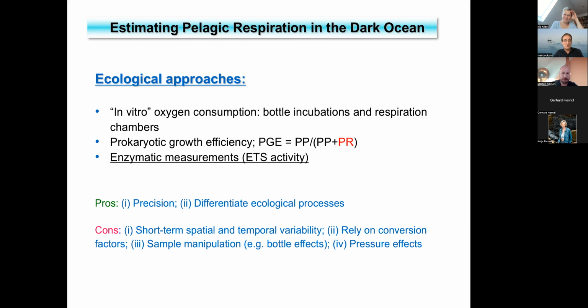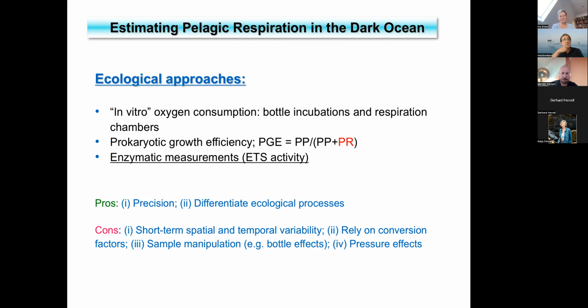So most of these prokaryotic growth efficiencies are in some way artificial and are based on a few results that have been measured in the water column, mostly in the surface waters, or they are derived in a conceptual way, like we would expect to have in the deep ocean. And the third approach is the enzymatic measurement that we will be talking about in this presentation.